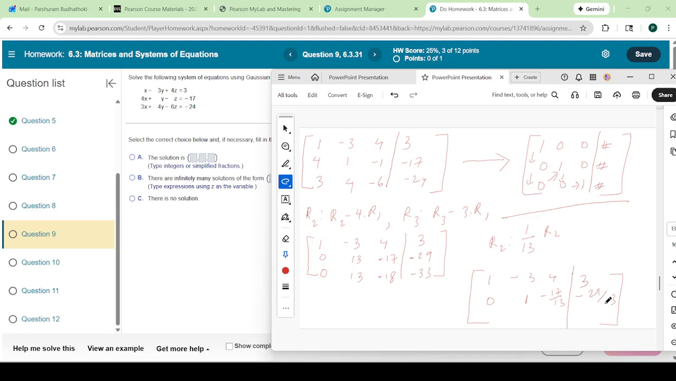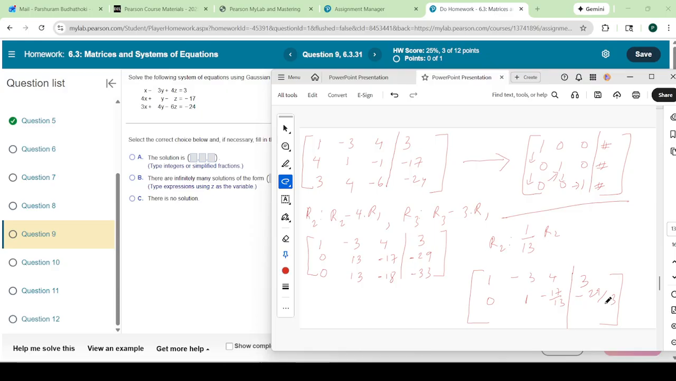Did I do something wrong here? Let me go back and check. 4, 1, negative 1. This is a very time consuming type of problem, and you have to double check every single step because you don't want to make it wrong because it takes a lot of time. So I'll go back. 4, 1, negative 1 and negative 17.